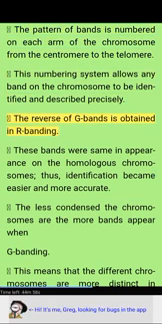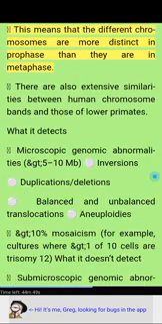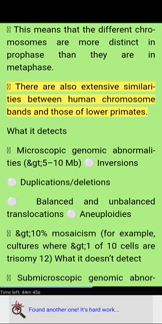The reverse of G bands is obtained in R banding. These bands are the same in appearance on the homologous chromosomes, thus identification becomes easier and more accurate. The less condensed the chromosomes are, the more bands appear in G banding. This means that the different chromosomes are more distinct in prophase than they are in metaphase. There are also extensive similarities between human chromosome bands and those of lower primates.